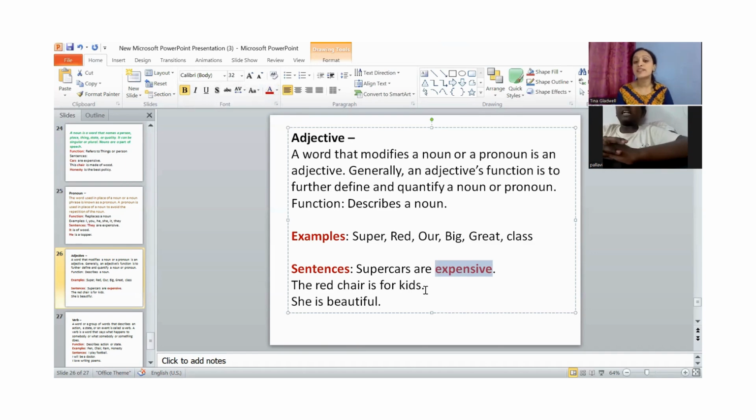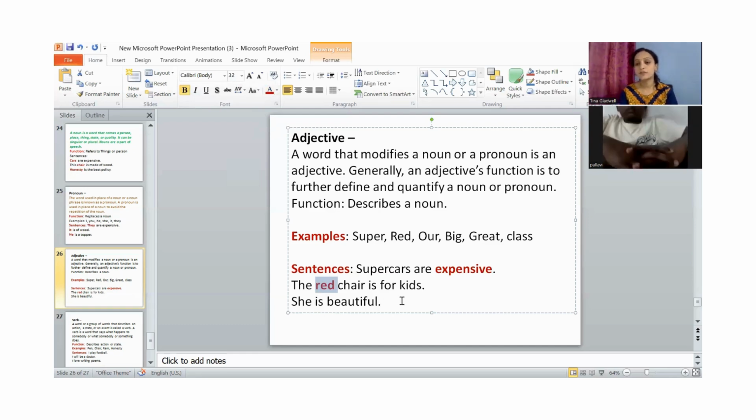The red chair is for kids. Which chair is for kids? You can question yourself, which chair? The red chair, the color of the chair. So that describes the chair. Okay. What color the chair is? The chair is in red color. So red here is an adjective.